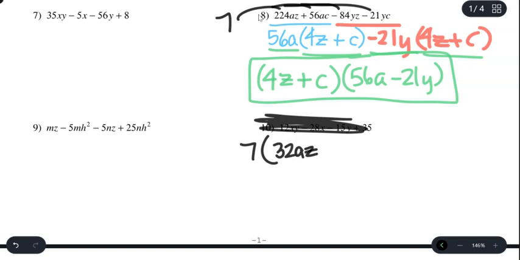32AZ. How many times does 7 go into 56? 8 times. 8AC. How many times does 7 go into 84? Obviously not that many that I have to draw a number like that. So 7 goes into 84 12 times. So I have minus 12yz. And 7 goes into 21 3 times. So I have minus 3yc.